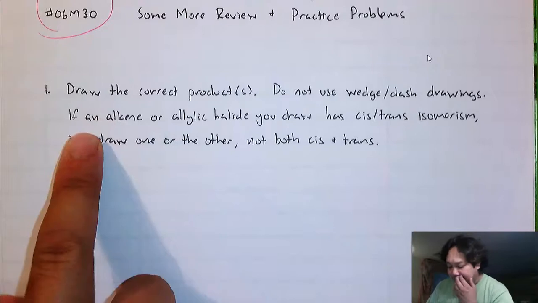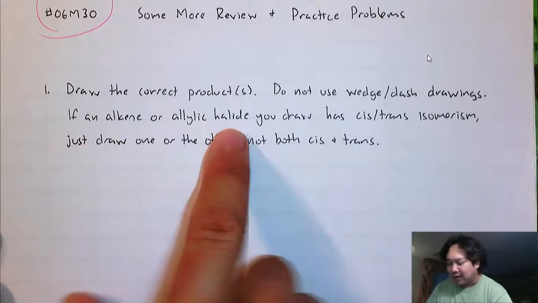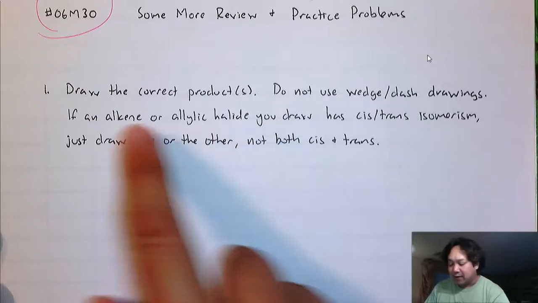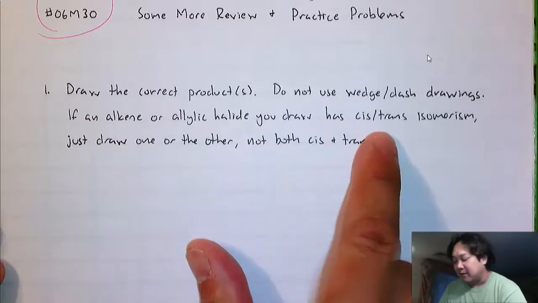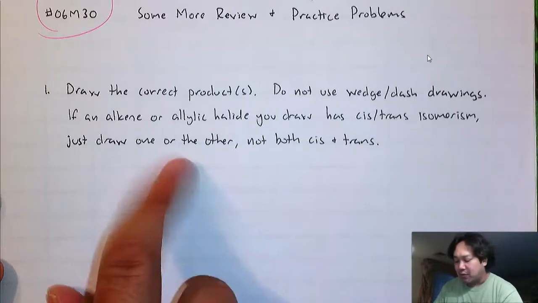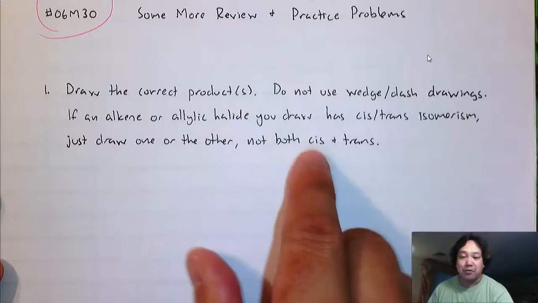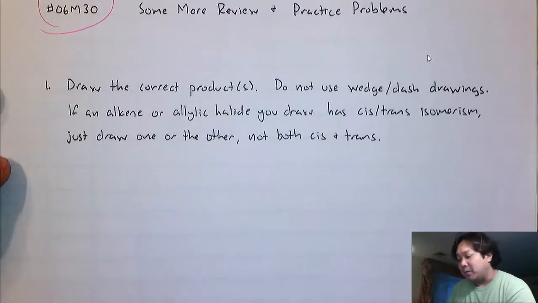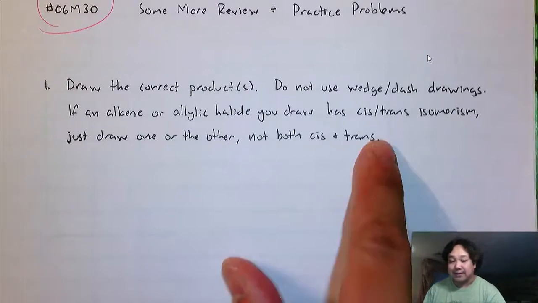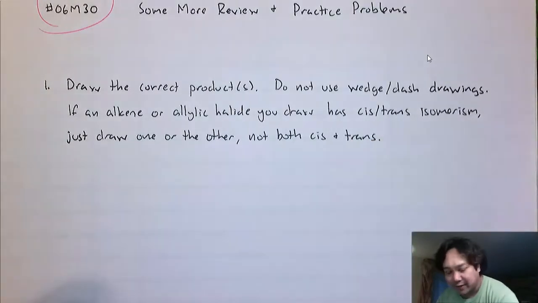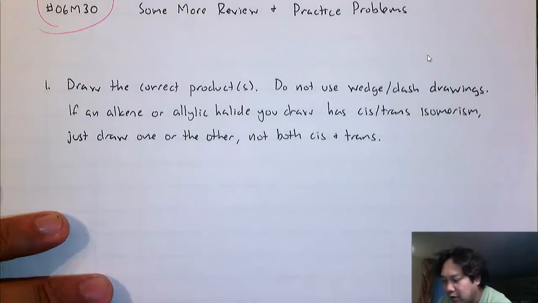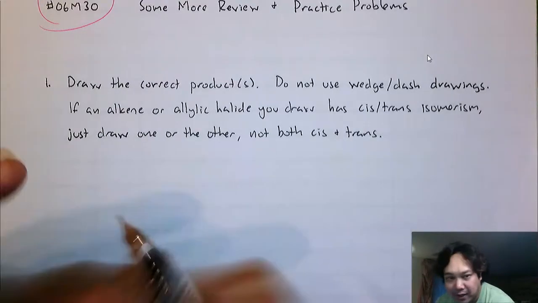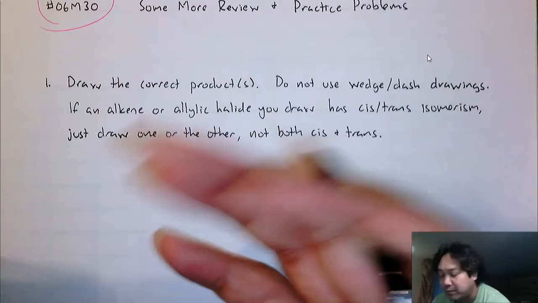And then here it says if an alkene or allylic halide, which has a carbon-carbon double bond, as you know, if either of those that you draw has cis-trans isomerism, just draw one or the other. You do not have to draw both, the cis and the trans. So that simplifies things a bit. You don't have to worry about drawing the trans if you do the cis. Let's start out really easy. All the problems will be in black, and then my work will be in green and pink, and my final answers will be in blue.